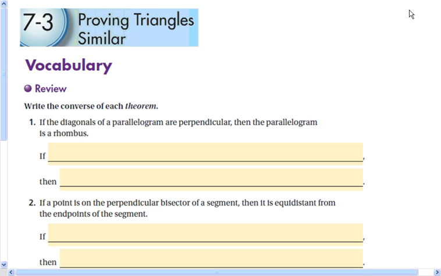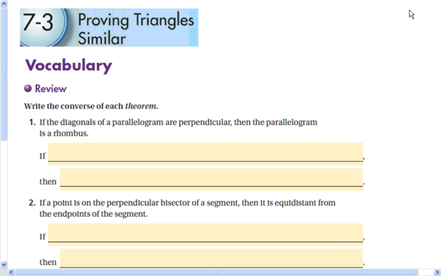All right, this is lesson 7.3, proving triangles similar. We're going to learn how to use the angle-angle similarity postulate, the side-angle-side similarity postulate, and the side-side-side similarity theorems. And we're also going to learn how to use similarity to find indirect measurements.